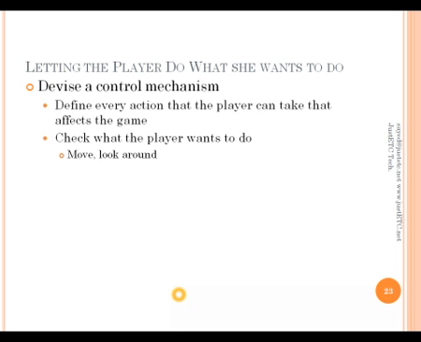Then you have to think about how to allow the user to do what he or she wants to do. To devise a control mechanism, define every action that the player can take that affects the game, and you need to check our previous slides: what the player wants to do: move, look around, construct something, demolish something, interact with other players, start conversation with other players. If those actions are appropriate for your game as well, maybe you can also allow those actions in your game.